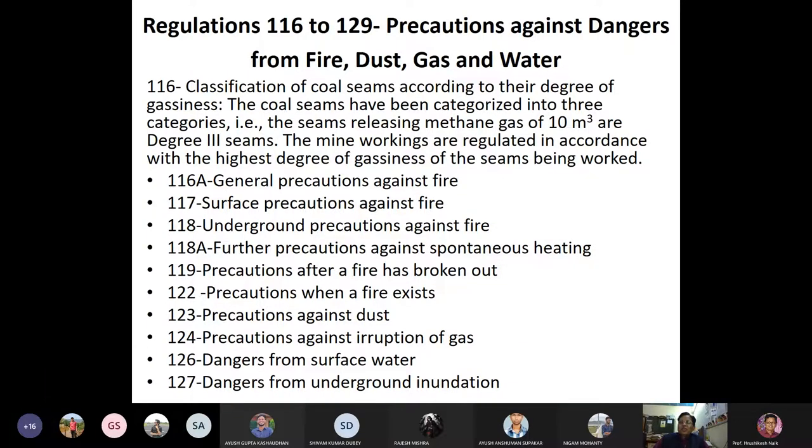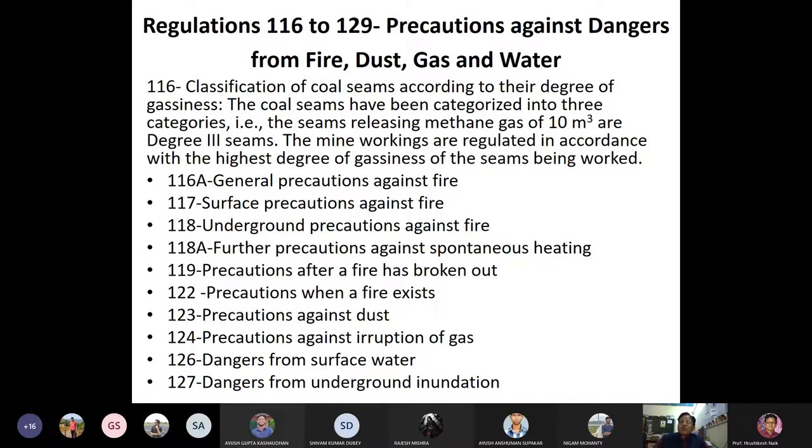Similarly, there is another regulation, 122, and section 123 of the coal mines regulation tells about the precautions to be taken against dust. In the coal mines, a lot of coal dust is generated because of the drilling, because of the blasting, because of the mucking of the coal. You know that if the coal dust is inhaled by a person, then the pneumoconiosis disease will be developed. The coal dust will go directly to the lungs and the lungs will be affected. So what precautions are to be taken against coal mine dust?